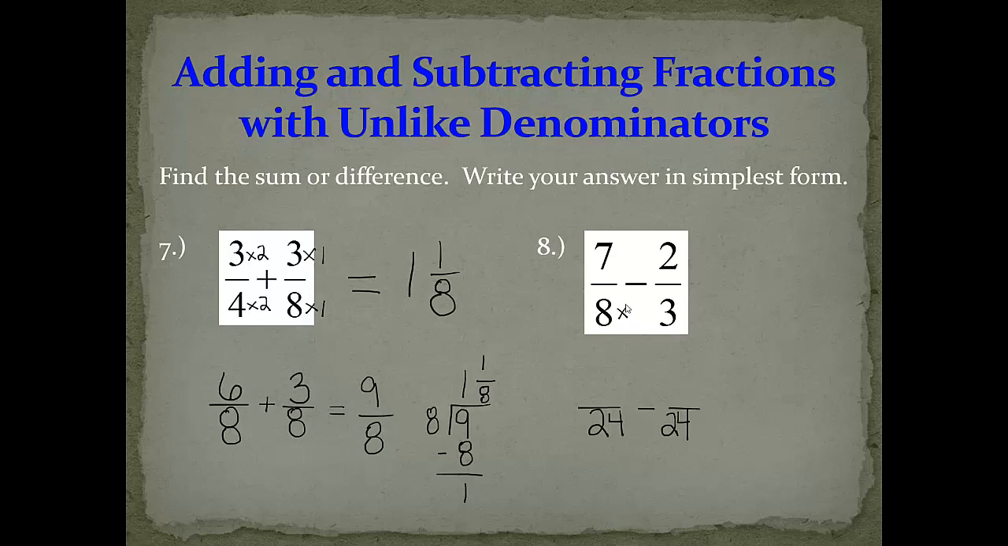Eight times 3 is 24, so we'll multiply the numerator by 3 as well, and 7 times 3 is 21. And then for the second fraction, 3 times 8 equals 24, so we'll multiply the numerator by 8 as well, and 2 times 8 is 16. Now we can go ahead and subtract since our denominators are the same, and 21 minus 16 is equal to 5. Our denominator stays the same, so our denominator stays 24. So our answer is 5/24.